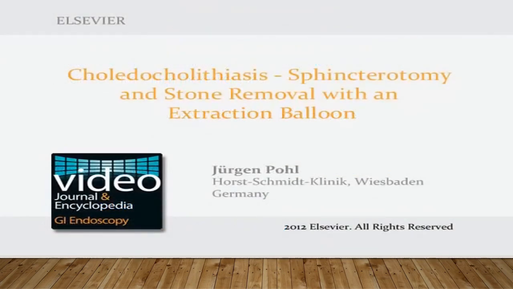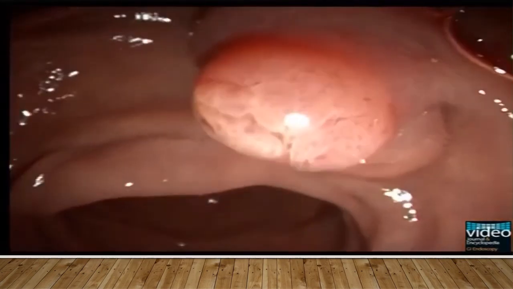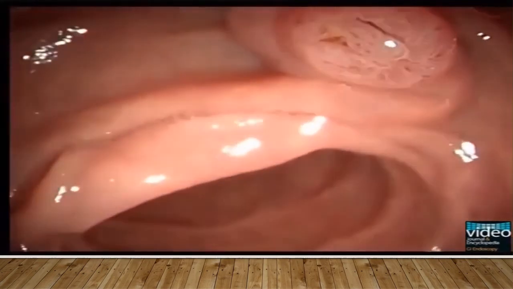The following is a short video by Jürgen Paul of Horst Schmidt Clinic in Germany. It is on cholangitis, sphincterotomy, and stone removal with an extraction balloon. This is an ERCP in a 72-year-old man with symptomatic cholangitis.